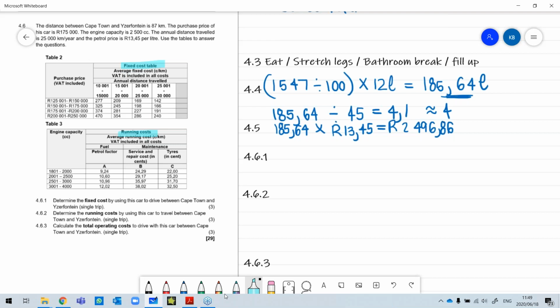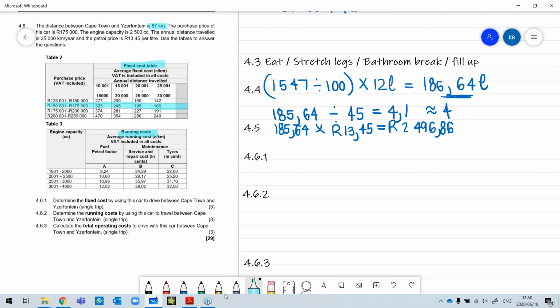Now question 4.6.1 asks us to determine the fixed cost by using the car to drive between Cape Town and Eiserfontein. So that means drive this 87 kilometers. Now, first of all, in the question statement, our car has a value of 175,000 Rand.